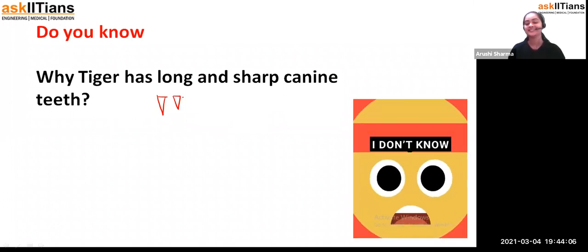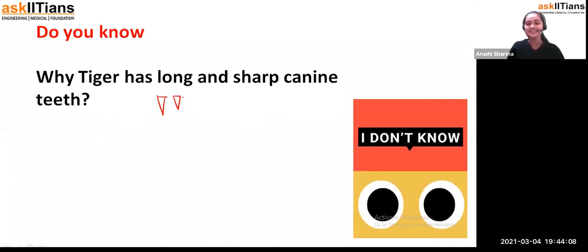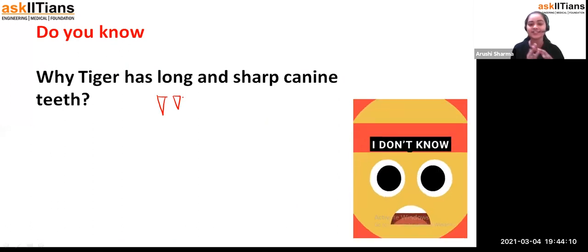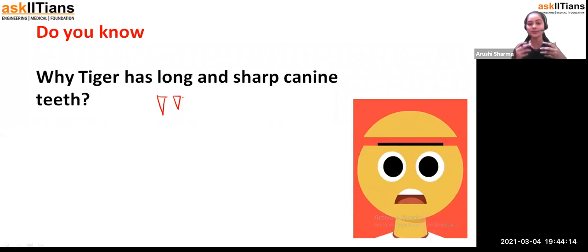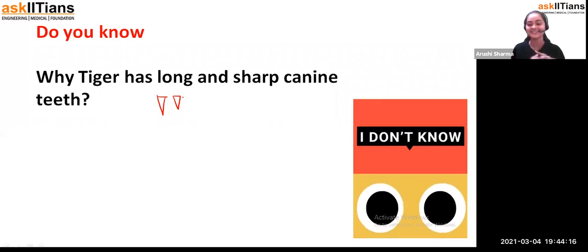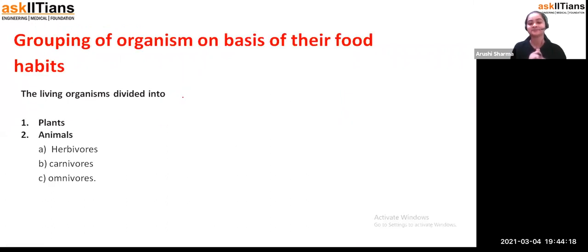Okay, so I just want to create some kind of curiosity in your mind: why do tigers have that type of teeth, and why don't we have that type of teeth? So just see it. Starting with the very first topic of today's class, it's about the grouping of organisms on the basis of their food habits.